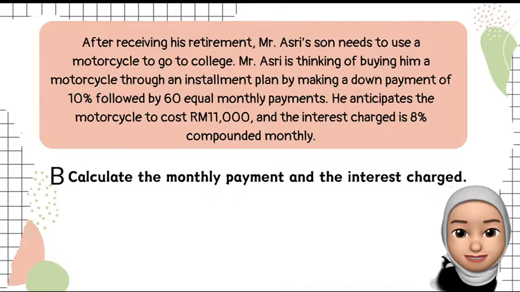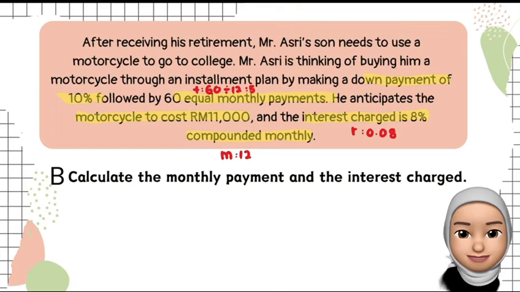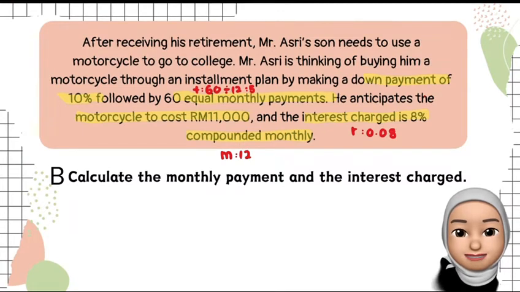For the first one, which is the monthly payment, you need to find the keywords in the statement given, which is r is 8%, which you need to convert to 0.08, compounded monthly, which is m equal to 12, and then t, which is 60 equal monthly payments. You must remember that t must be in years, so 60 months, you need to divide by 12, and then you will get t equal to 5 years.